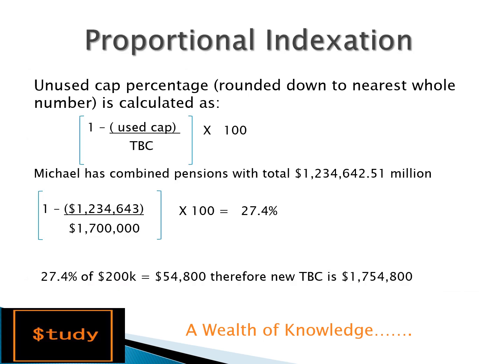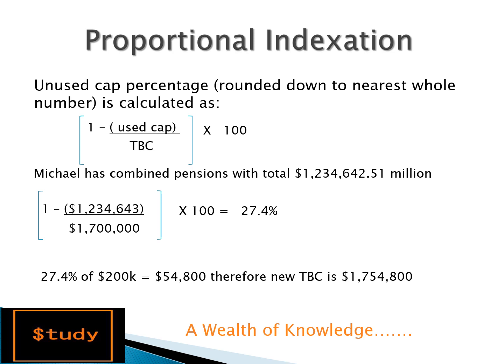Here's a bit of algebra for you. Basically what we're doing here is taking the unused cap percentage and rounding it down to the nearest whole number. We ask what that unused cap is as a percentage of the transfer balance cap, and then we need to subtract that from 1 and multiply by a percentage.